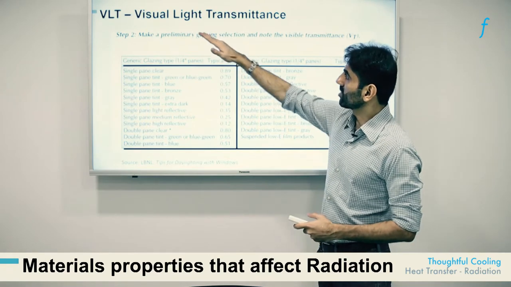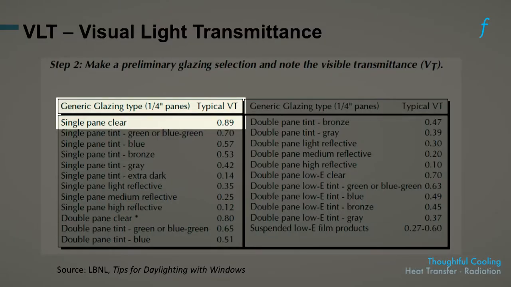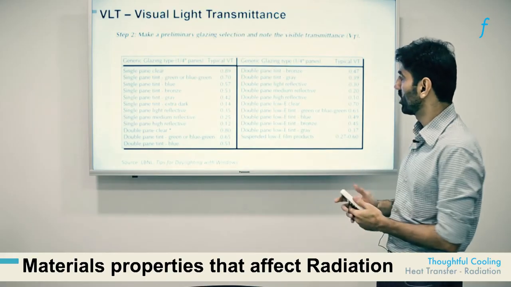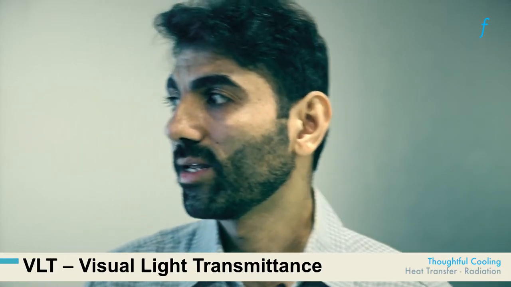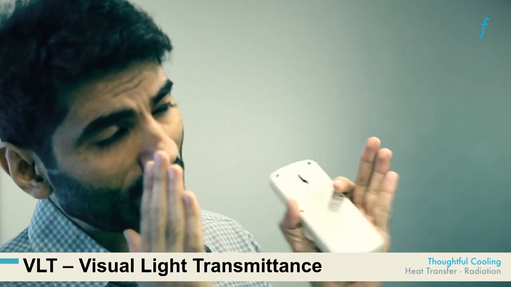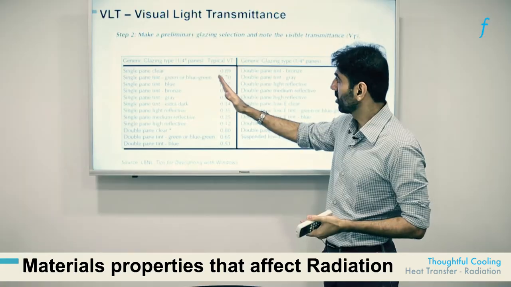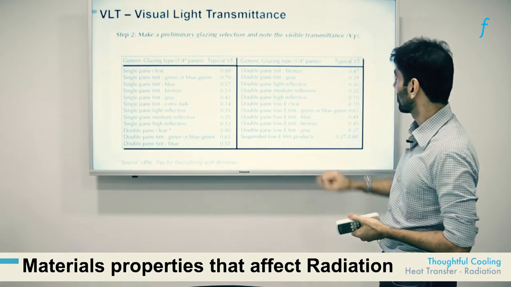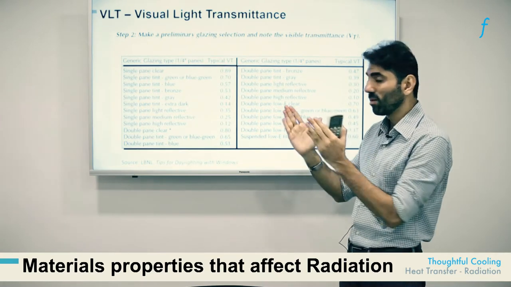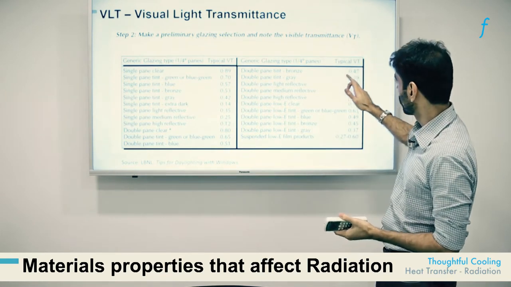This is a table which indicates the VLT values, visual light transmittance values, of different kinds of glasses. As you can see, single pane clear glass, great for natural light. However, we will see in subsequent tables that that also means high solar heat gain coefficient. You can immediately reduce the visual light transmittance, say if it's too high, say if it's a window facing south and there's a lot of glare coming in. What you would need to do is cut down this visual transmittance. And that can happen by making it a double pane or double glazing, which reduces the solar heat gain as well, but also reduces the visual light to some degree.